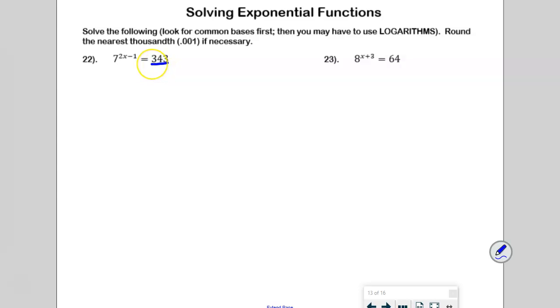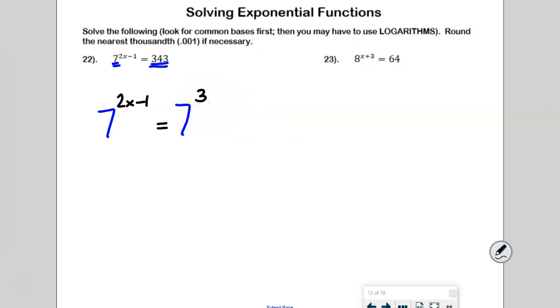I think we got a common base. 343 and 7. Well, 7 is a 7. That's not going to change. But 343, you could rewrite it so that it is 7 to some power. And you might want to test some stuff out on your calculator, or you can use that chart if you have it. But it's 7 to the 3rd power.